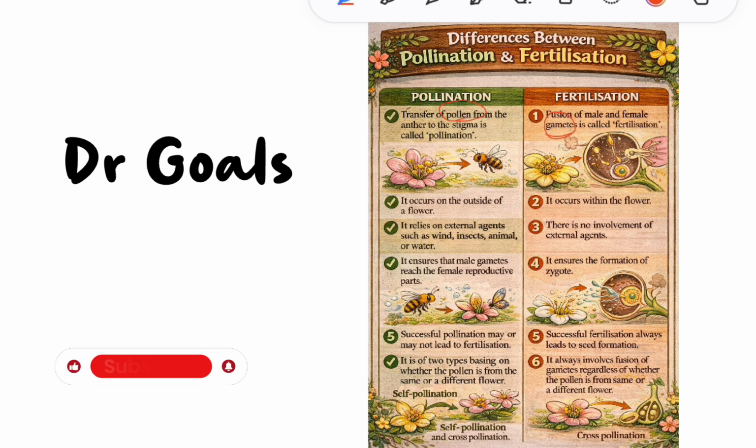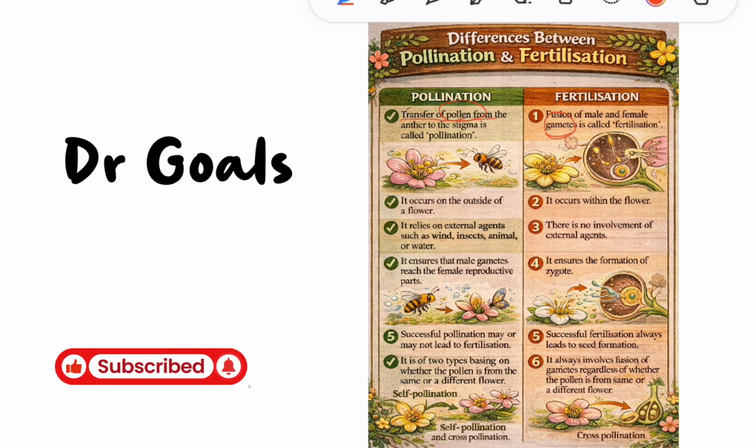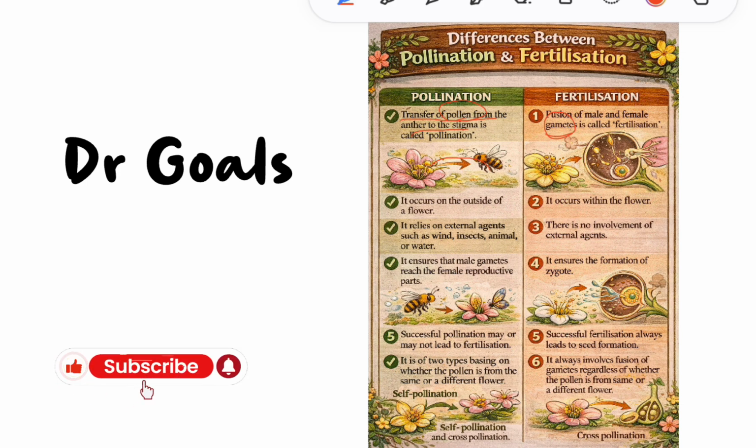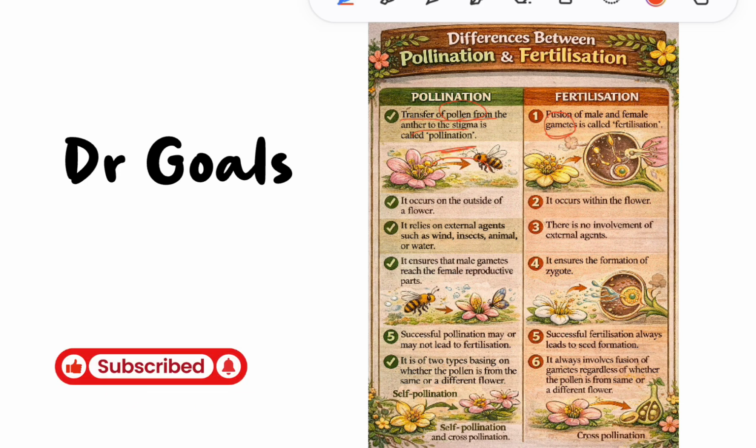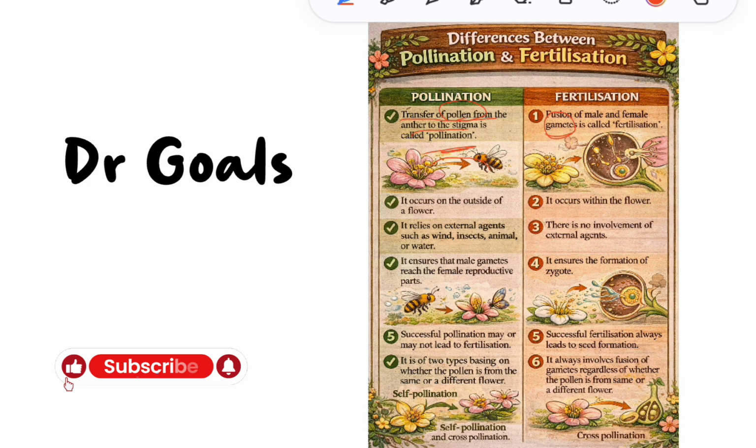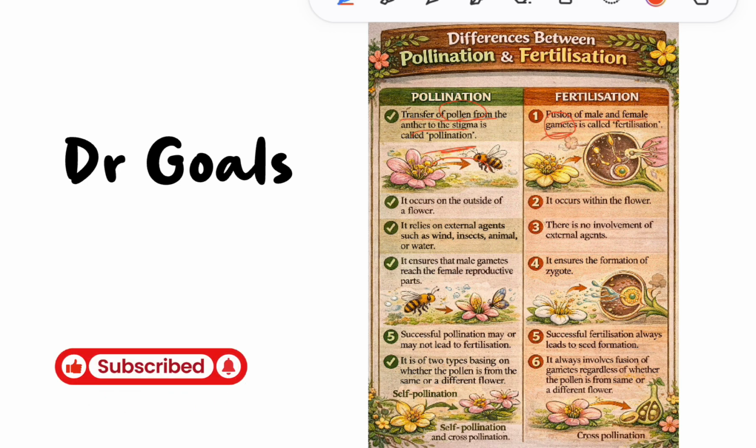So, what is meant by pollination? The transfer of pollen from anther to stigma by any external agent is called pollination. And what is meant by fertilization? In the same flower, the fusion of male and female gametes is called fertilization.